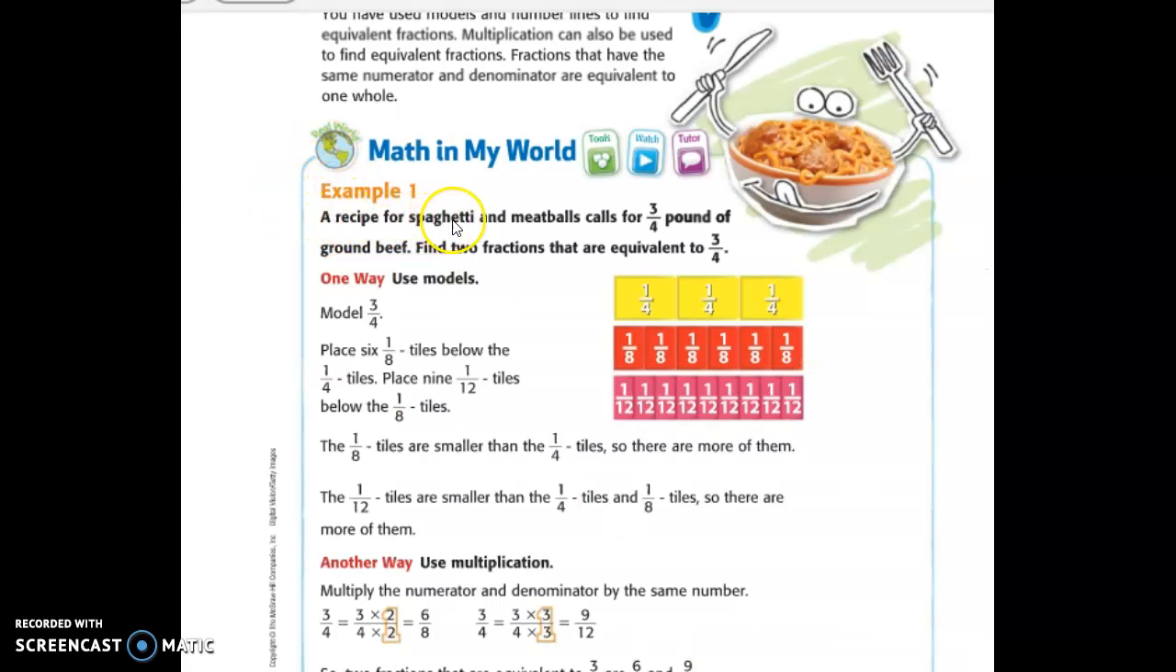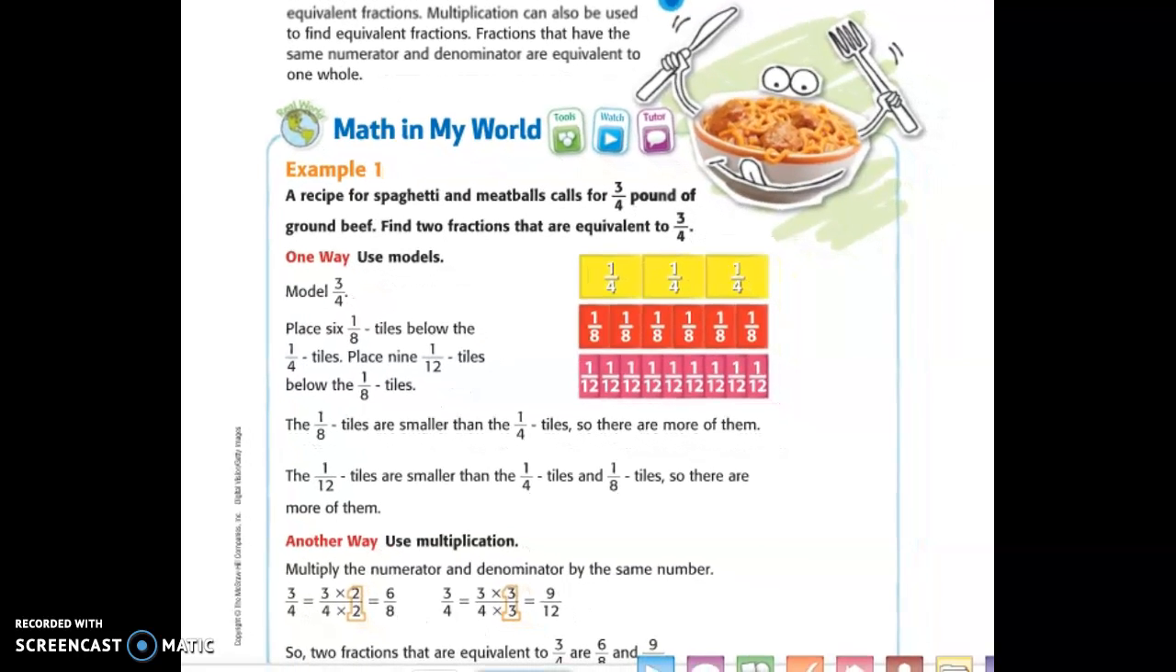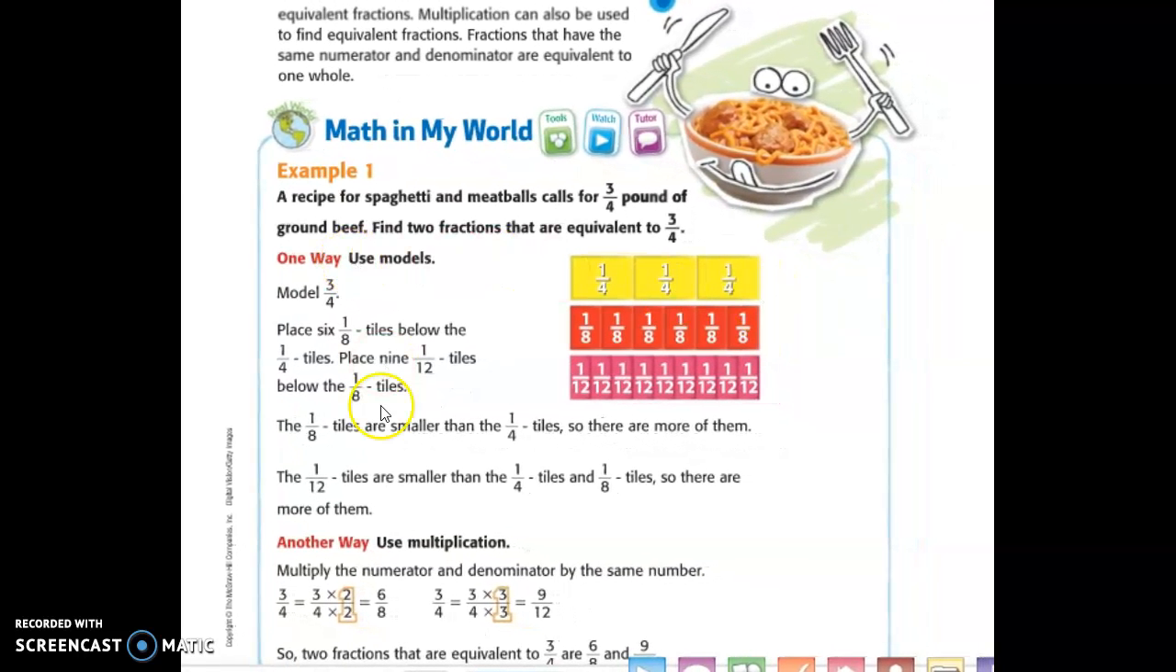Example 1. A recipe for spaghetti and meatball calls for 3/4 pound of ground beef. Find two fractions that are equivalent to 3/4. One way is to use models. So if you've got your models from your kit, we model 3/4 by putting 3 together. And then we can use 1/8 tiles and 1/12 tiles. So you just keep putting 1/8 tiles down until the lines are equivalent on both sides.